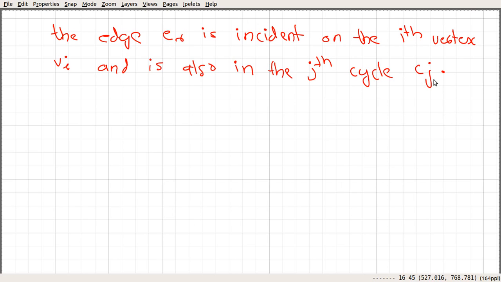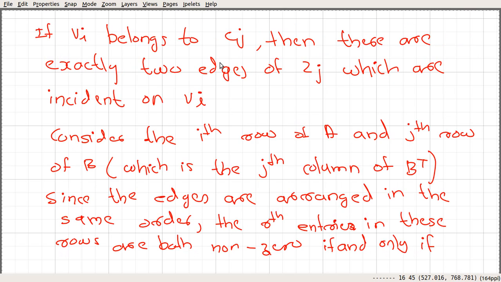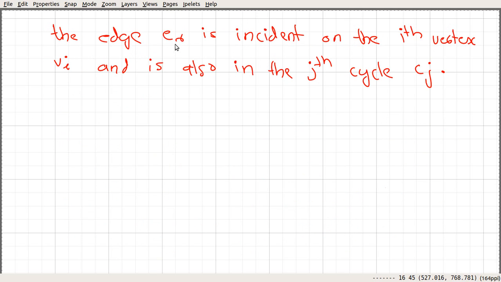Okay, so this is how we define incident matrices and cycle matrices. This follows from the definition. Consider the ith row of A and the jth row of B. Since the edges are arranged in the same order, the rth entries in these rows are both non-zero if and only if the edge Er is incident on the ith vertex Vi and is also in the jth cycle Cj. That follows from the definition of the incidence matrix and the cycle matrix.